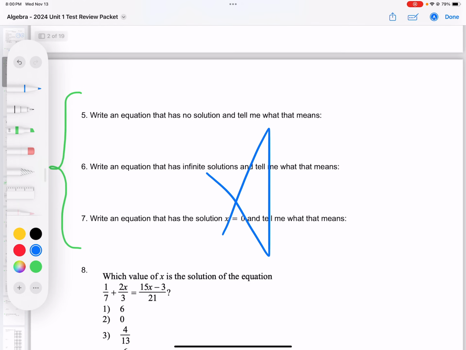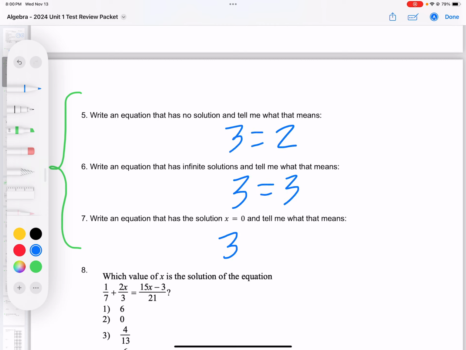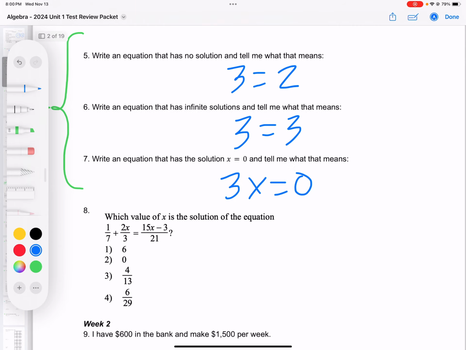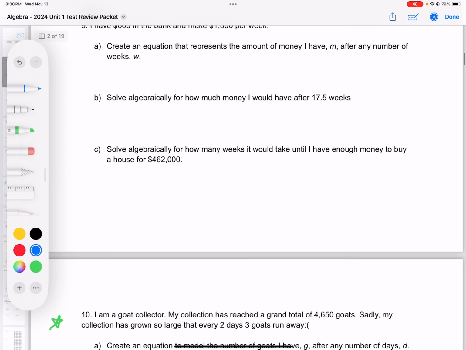There is a video in the Unit 1 test review folder called No Solutions, Infinite Solutions. I'm going to leave that version of me to explain these. No solution, infinite solutions, x equals 0. There's the super fast version.